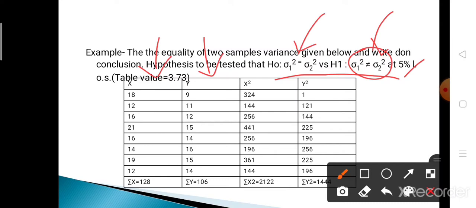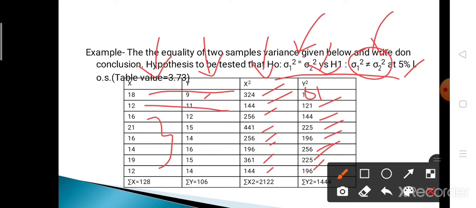Here we need the x square and y square for calculating the value of S1 and S2. So make the columns x square and y square. What is meant by x square? Just squaring the values of x. 18 square, that is 324, 12 square 144. Similarly calculate for the remaining values of x. Similarly calculate for y. 9 square, that is 81, then 11 square, that is 121, 12 square 144, then 15 square 225, 14 square 196, then 256, 225 and last is 196.